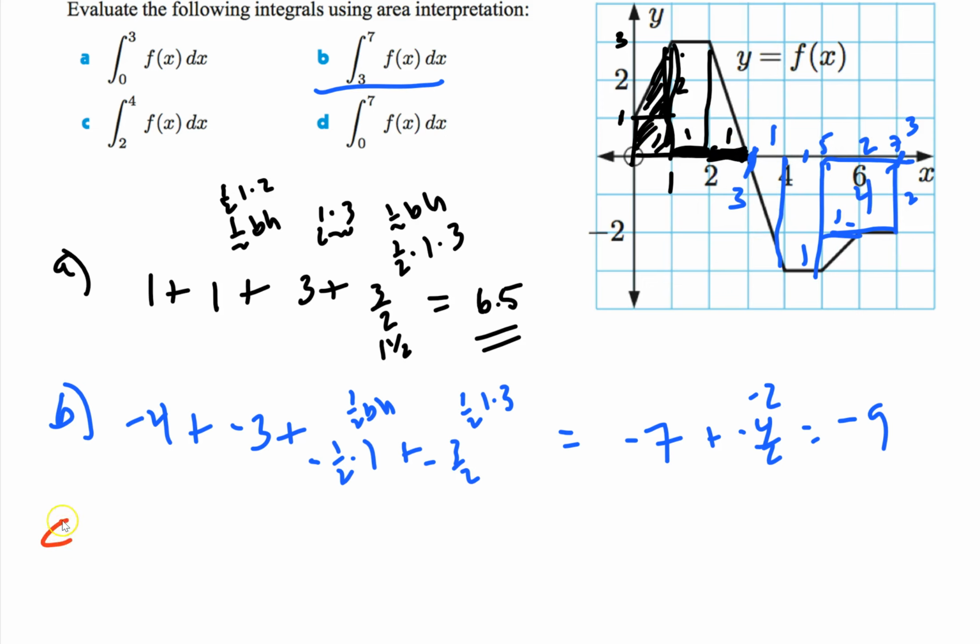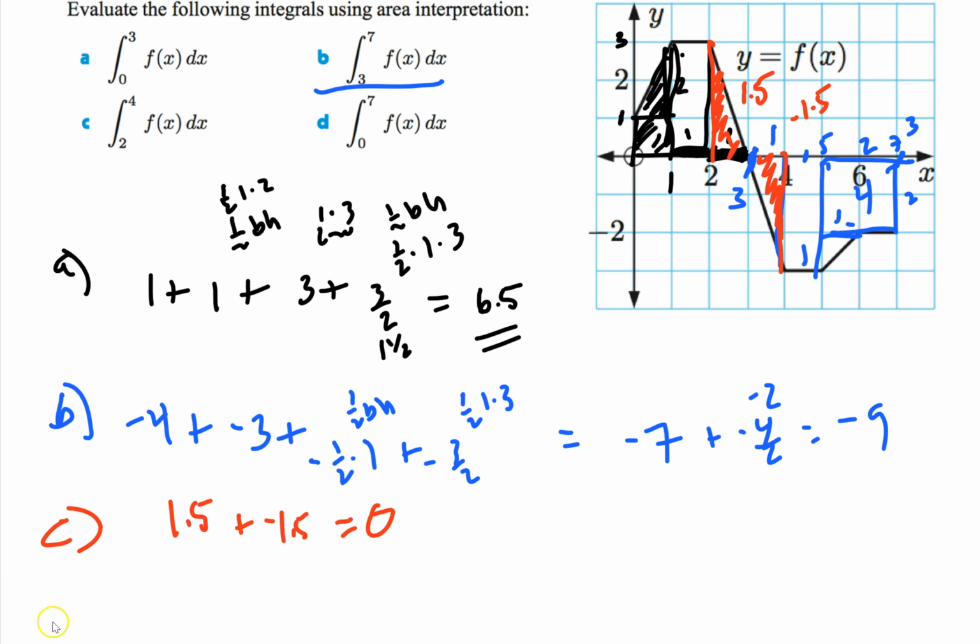Part C, from 2 to 4. So they want from here to here. Now, I already did this part. We got 1.5, if I remember correctly. And then we did this part over here, and we got negative 1.5. So the actual area from there to there is just going to be 0. We had this side, which was positive, and that side's negative, and they cancel each other out. So you just get 0. Then this one right here, the integral is 0.